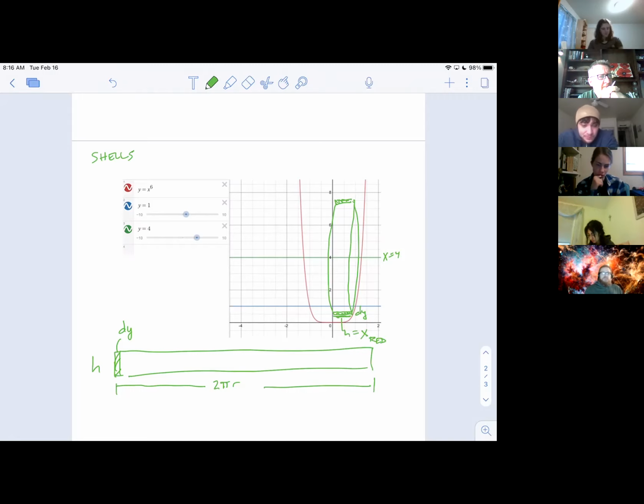And then 2 times pi times radius. Well, that radius is the same thing that we saw a minute ago. In other words, that radius right there is 4 minus the y coordinate of the red curve. Again, please stop me and say, explain, or I don't get why you said that.